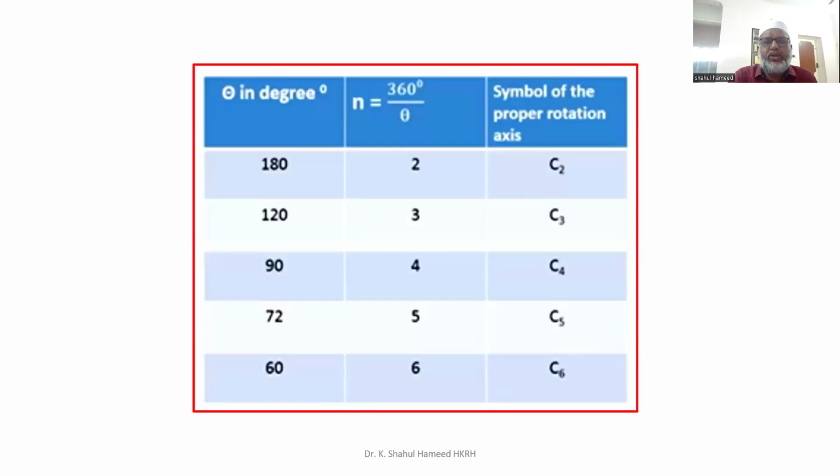Similarly, if the angle of rotation is 120 degree, then n will become equal to 3, then it is denoted as C3. If the angle of rotation is 90 degree, then n will become equal to 4, then it is denoted as C4.